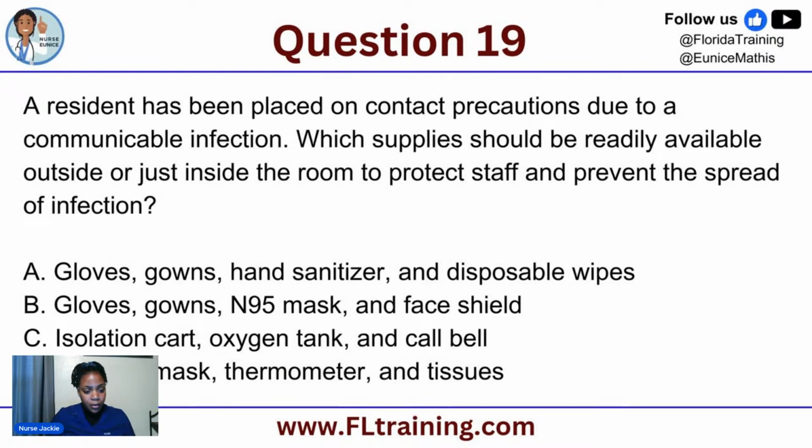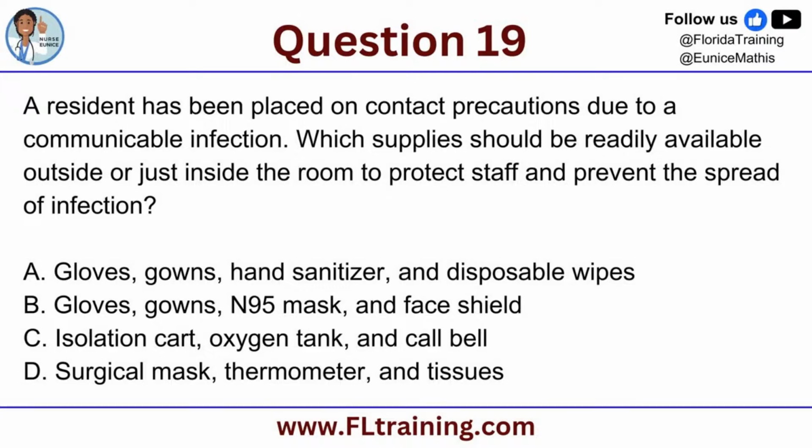All right, question 19. A resident has been placed on contact precautions due to a communicable infection. Which supplies should be readily available outside or just inside the room to protect staff and prevent the spread of infection? A, gloves, gown, hand sanitizer, and disposable wipes. B, gloves, gown, N95, and a face shield. C, an isolation cart, oxygen tank, and call bell. D, surgical mask, thermometer, and tissues. So they're on contact precautions. What are we using?